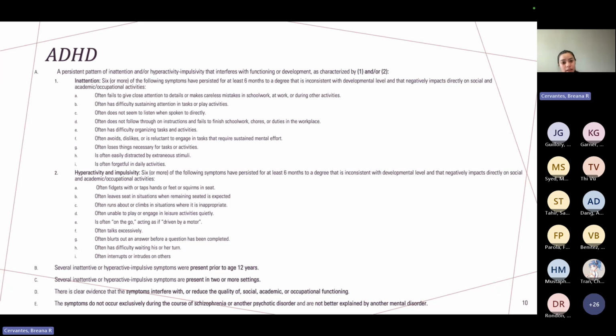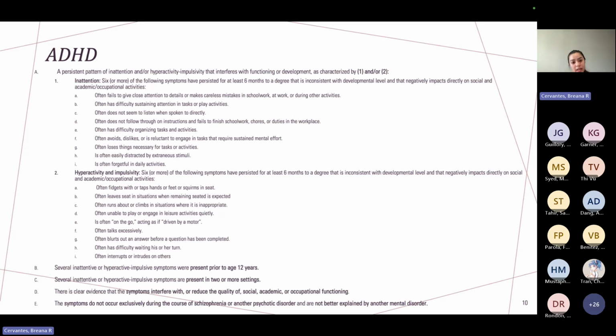Often loses things necessary for tasks or activities. So you'll often see, oh my gosh, I can't find my pencil in my backpack, and maybe they don't have a pencil. Just a lot of disorganization and losing things that are necessary. And then becoming easily distracted by extraneous stimuli, which we talked about, and often being forgetful in daily activities. Okay, so that's our inattentive subtype.